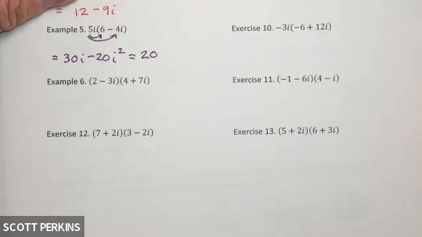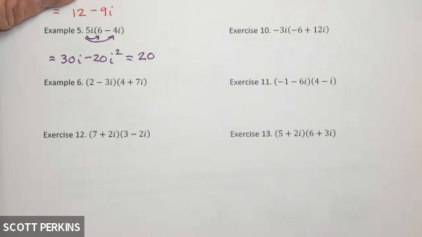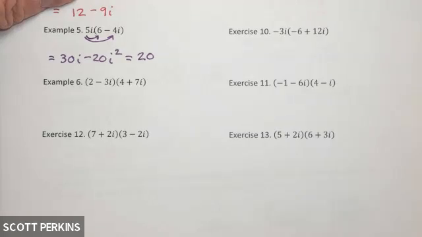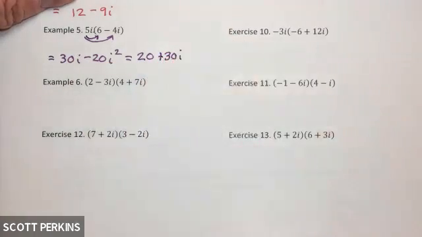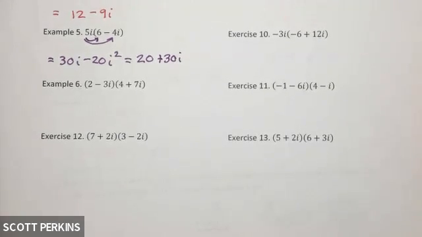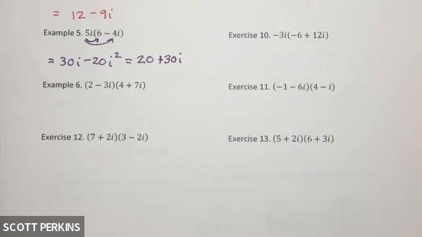It's not wrong if you write the real part second, but it's proper to write real part first, then imaginary part. So 20 plus 30i is the answer there. I'd prefer it if you would write it in that order. I won't mark you wrong or take a deduction on the test, but it's a good habit so that when you're doing things with your complex numbers, you've got the real part first. All right, do exercise 10. Take care of that distributing, please.